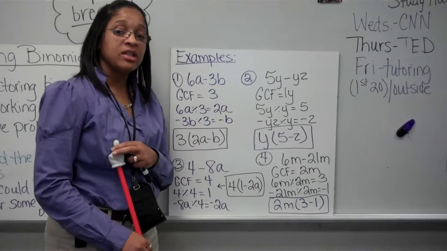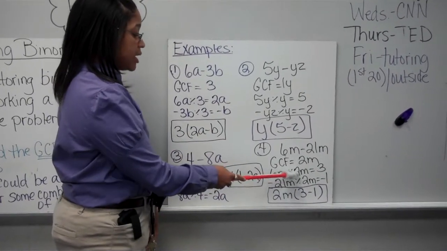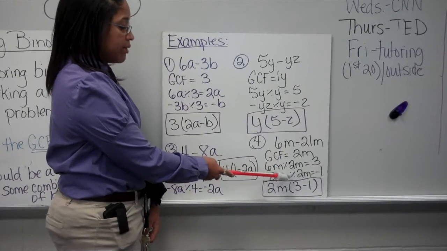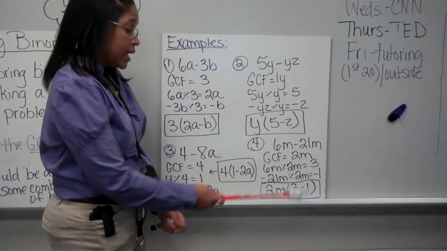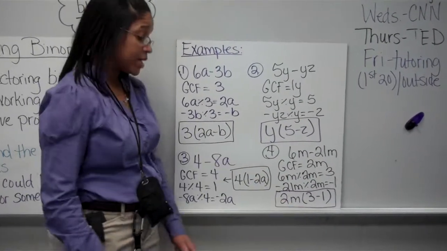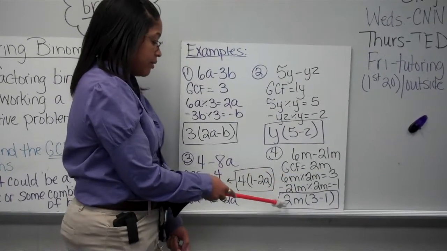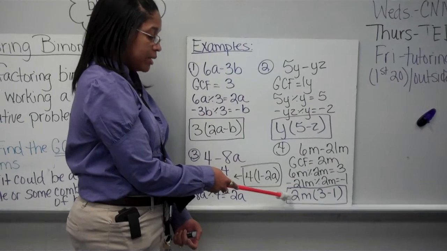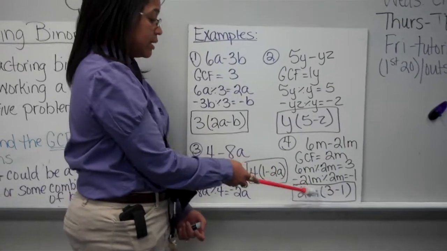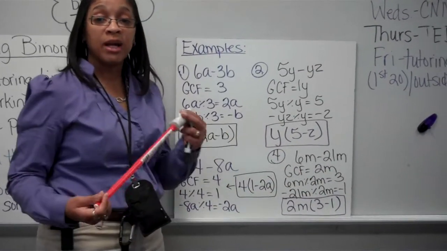Now I take that GCF and I divide each term by that GCF. 6m divided by 2m equals 3. Negative 2lm divided by 2m equals negative L. That's not a 1, that's an L. So to put this all together, I put my GCF out in front of the parentheses as a coefficient, and I have 2m times (3 minus L). And that's how you factor binomials.